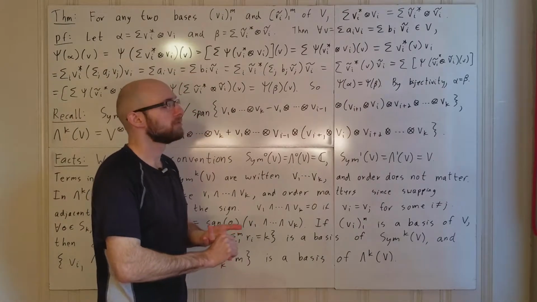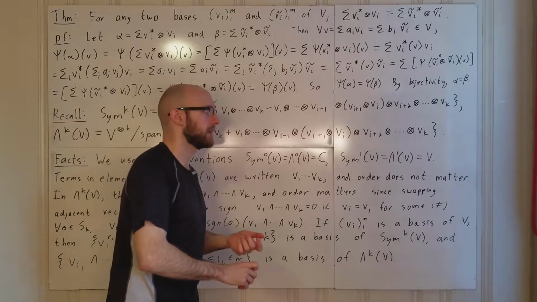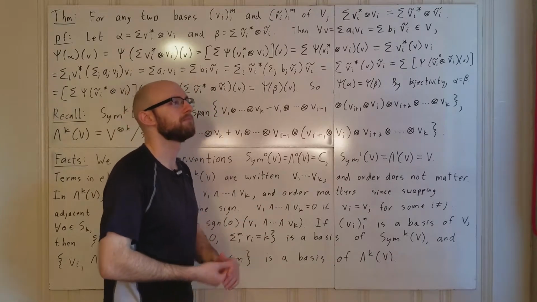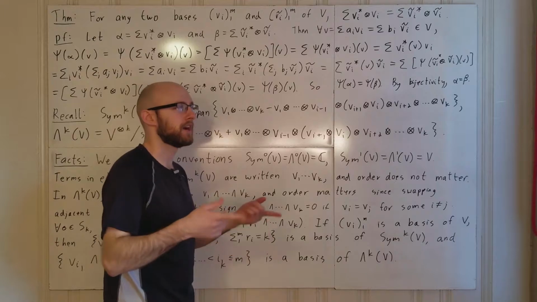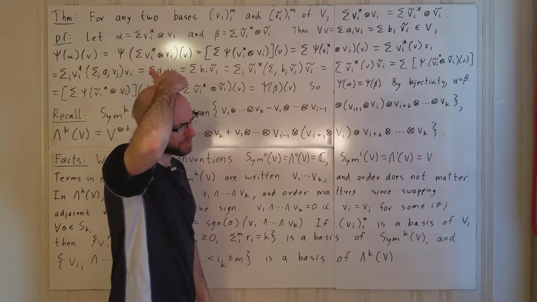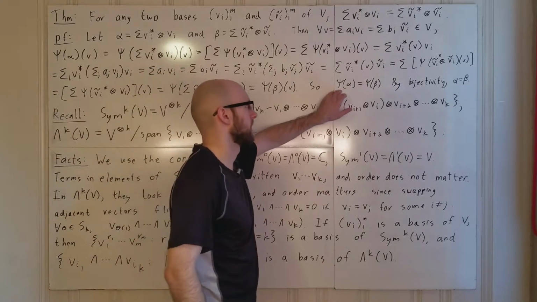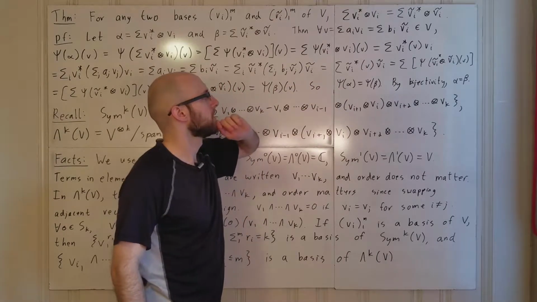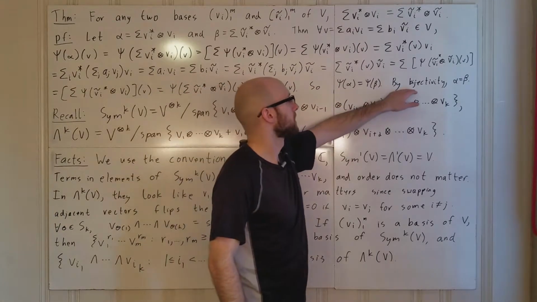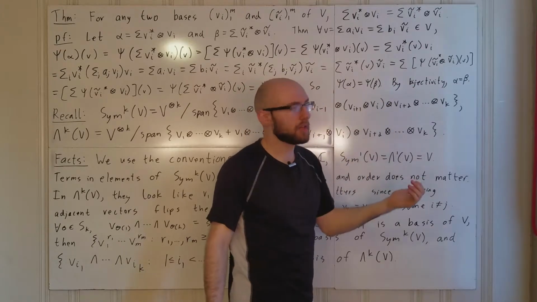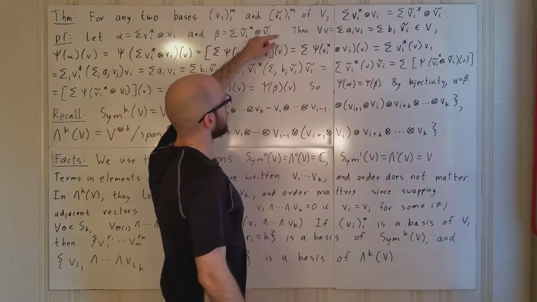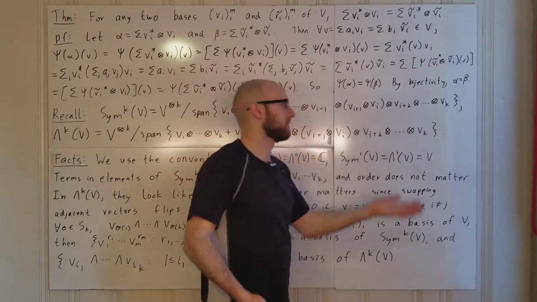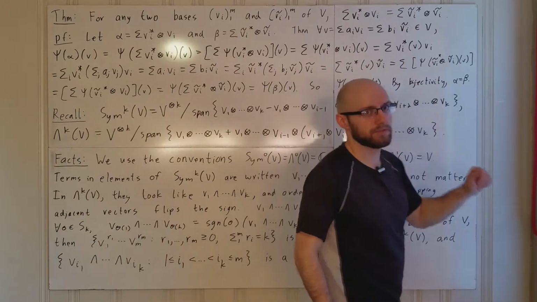But we also know, we proved last time, that psi is a bijection. Or, technically we proved that phi was a bijection, but the same thing holds for psi. It's just that psi is on the tensor product space. But anyways, because V is finite dimensional, the previous theorem actually gives us bijectivity, and so we get that alpha equals beta.